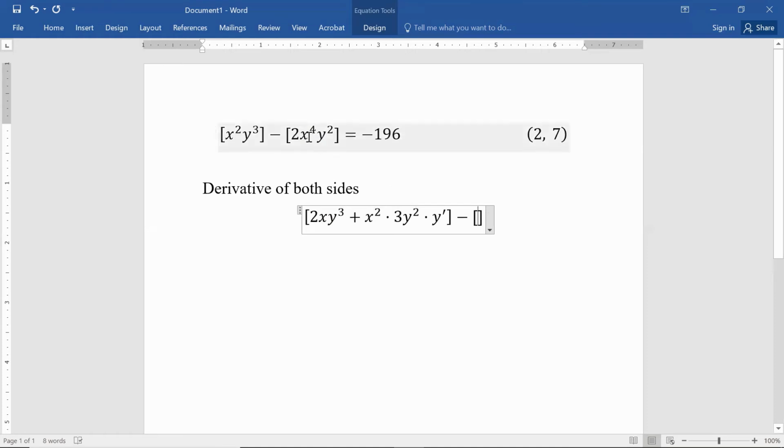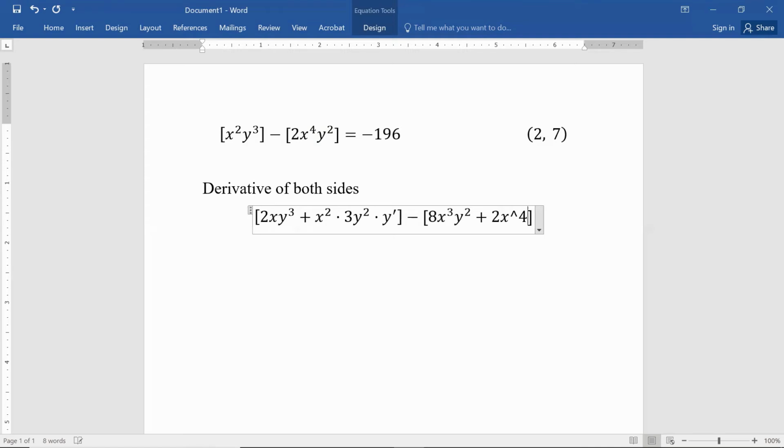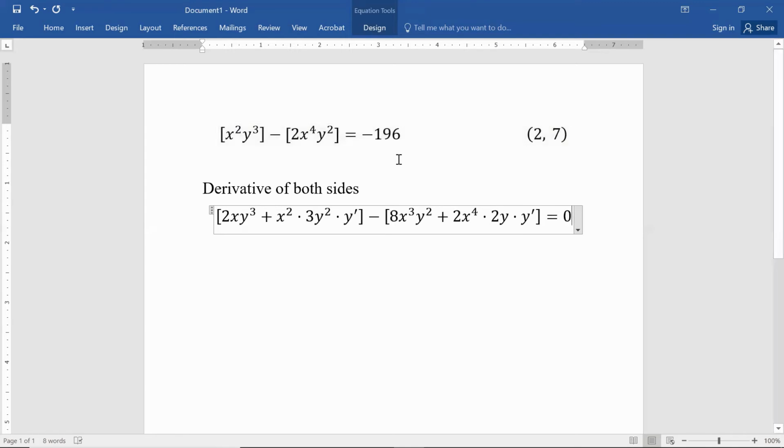We're going to let the 2x to the fourth be my f, and my y squared be my g. So derivative of f would be 8x to the third times normal g, that's y squared, plus normal f, 2x to the fourth, multiplied times the derivative of y squared. Well, derivative of y squared is 2y times the derivative of the inside function, which is y prime. When I take the derivative of negative 196, because that's a constant, I just get 0.